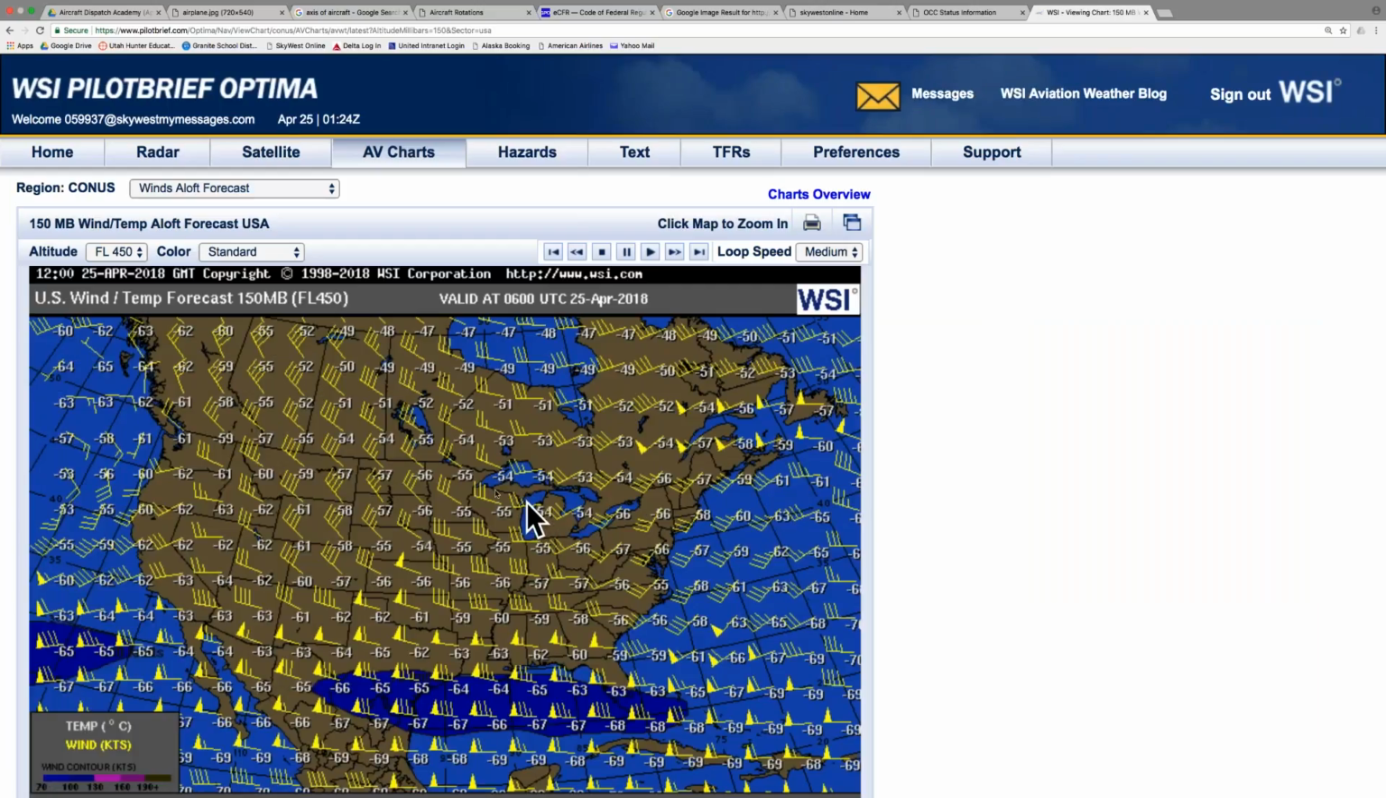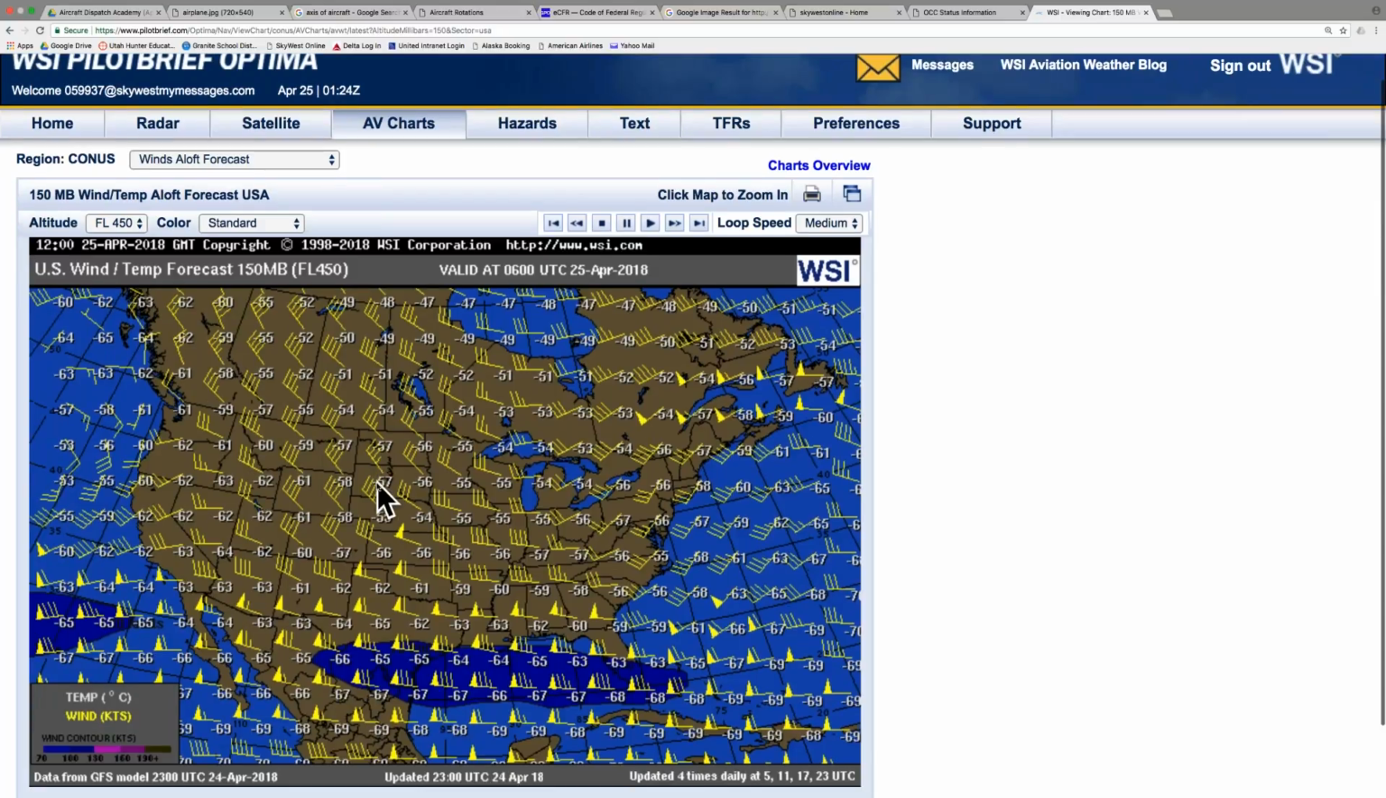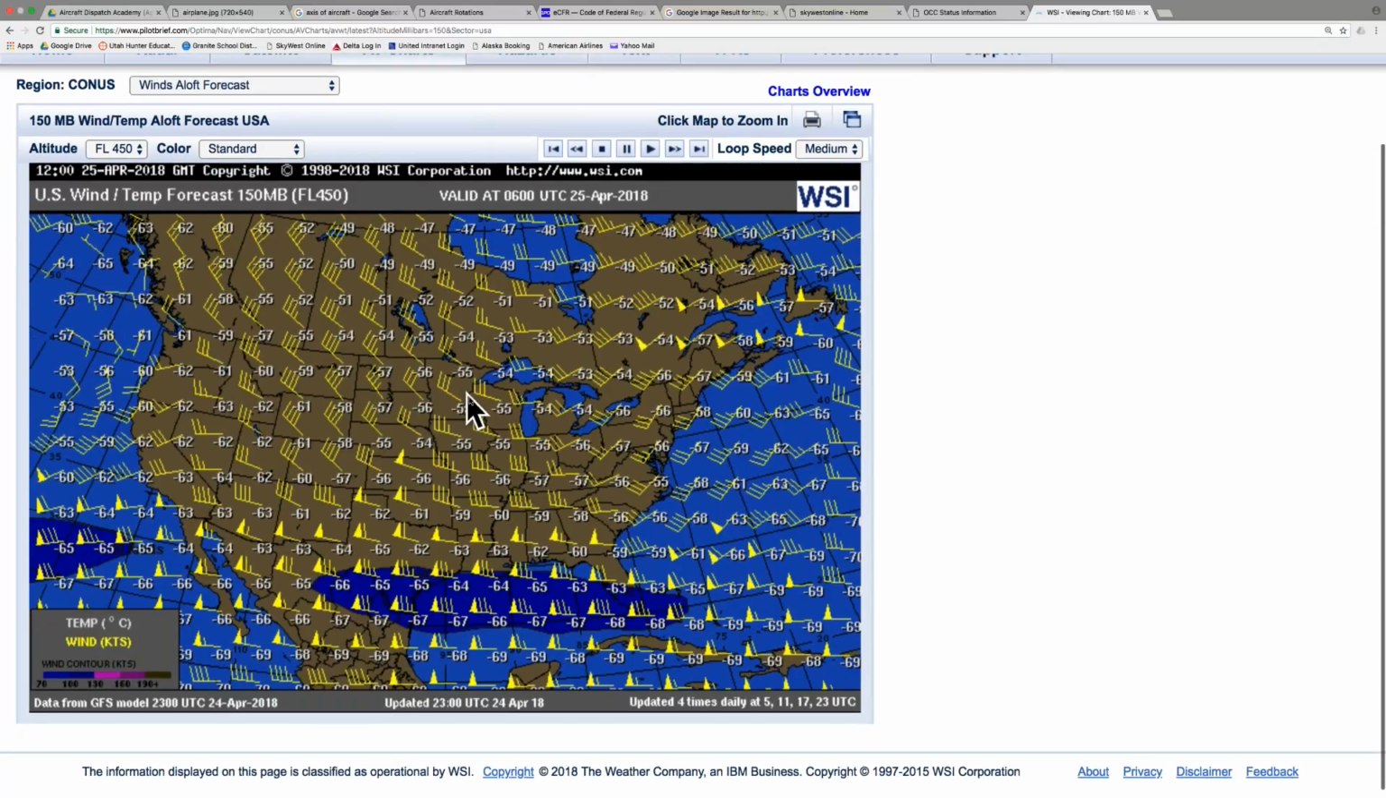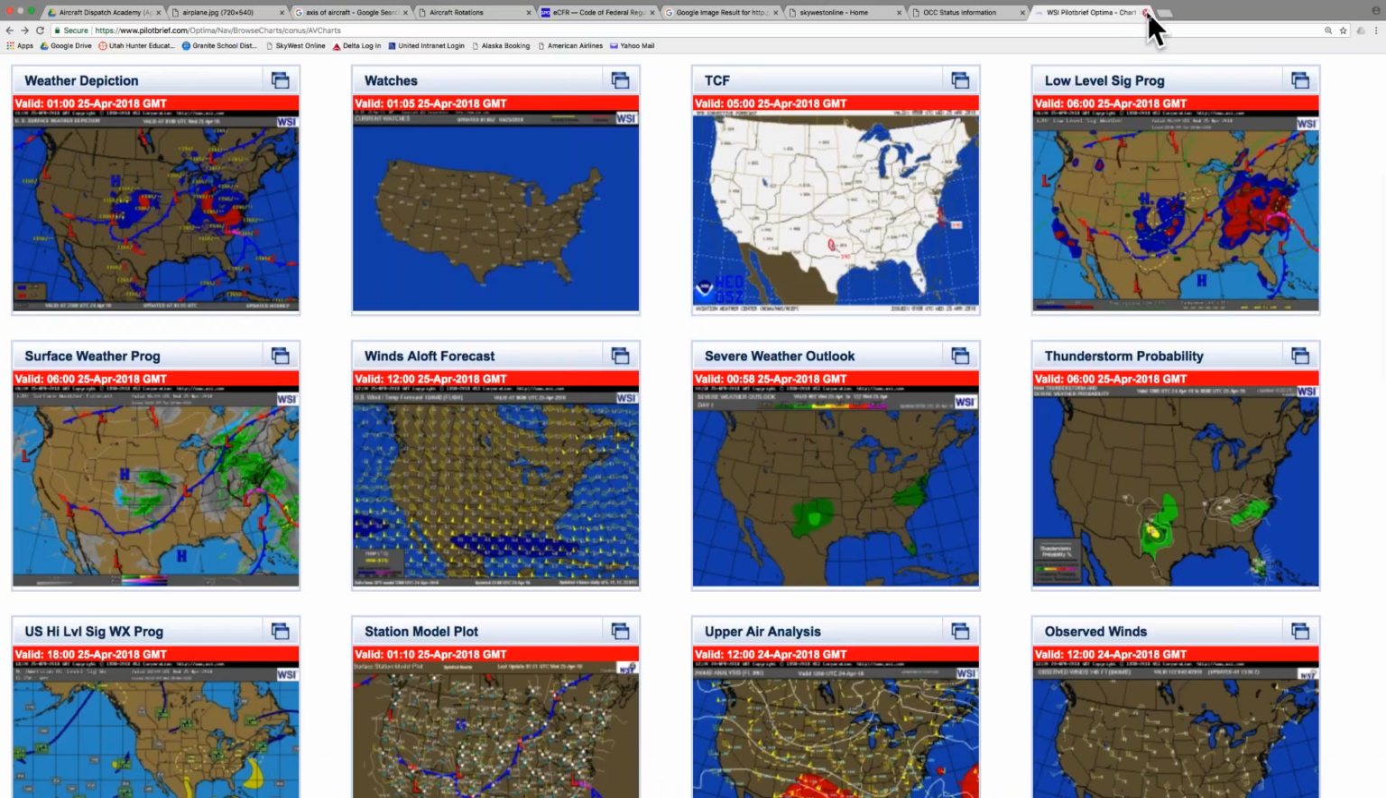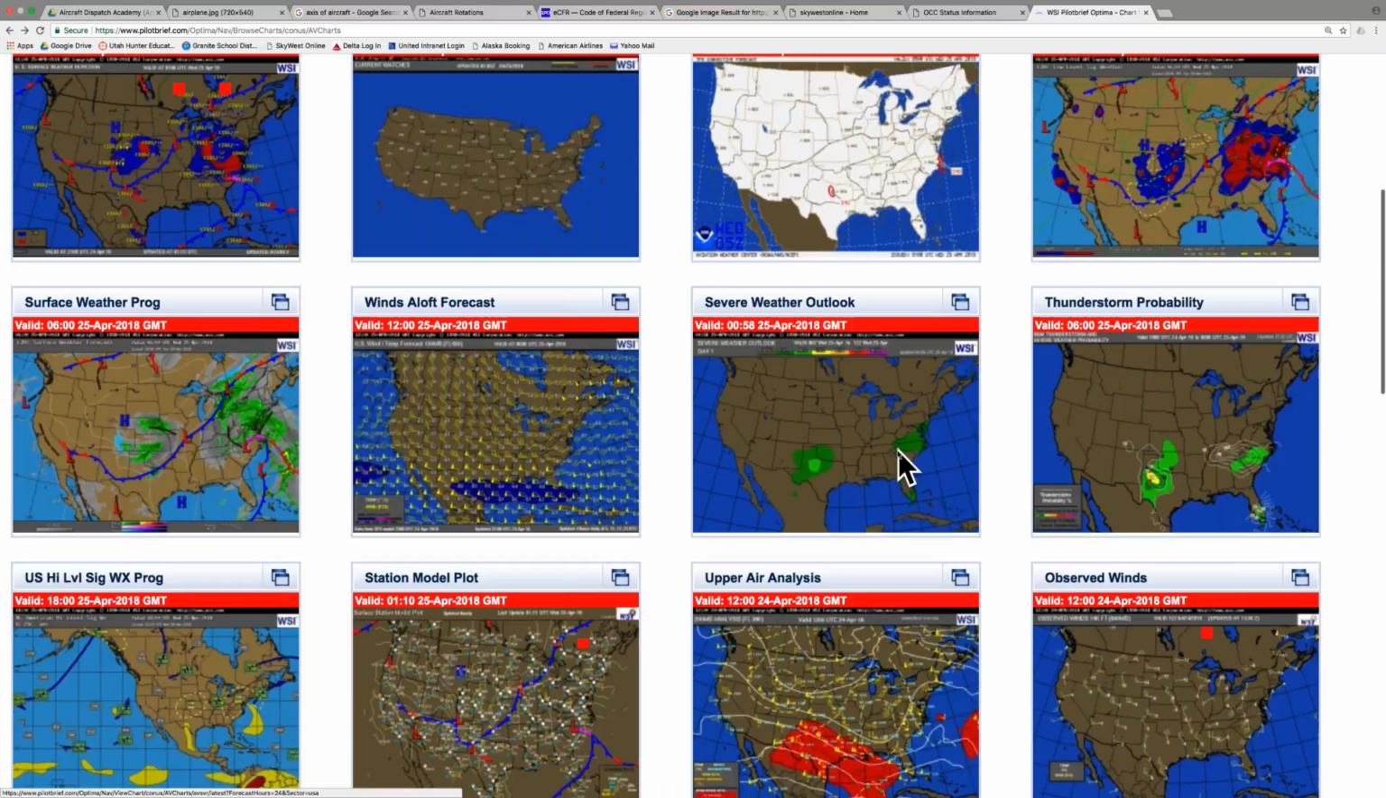Another chart that we look at a lot is called a winds aloft or wind forecast. This tells us what the winds are doing, what direction they're going, and even how fast they're going. This tells us our temperature at the altitude that we select, so we can select any of these altitudes and see what's going on with the winds in those areas. So that's all in the meteorology section.